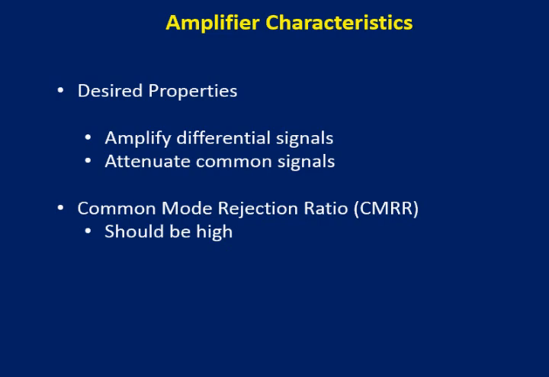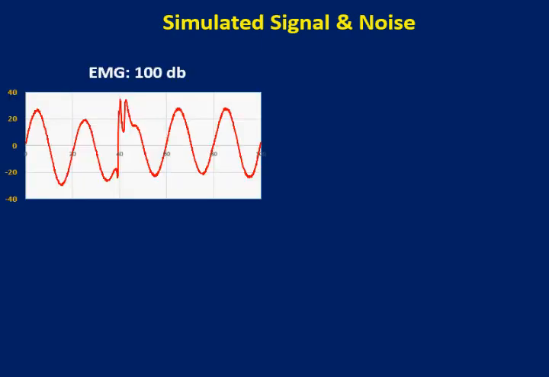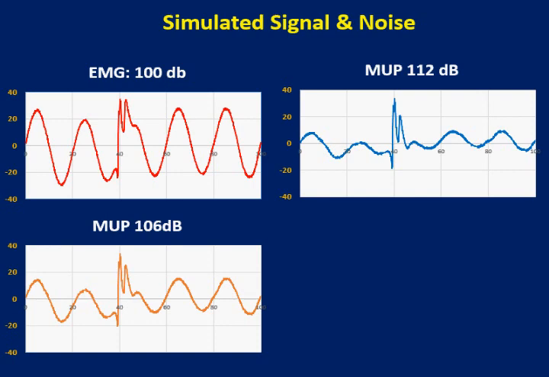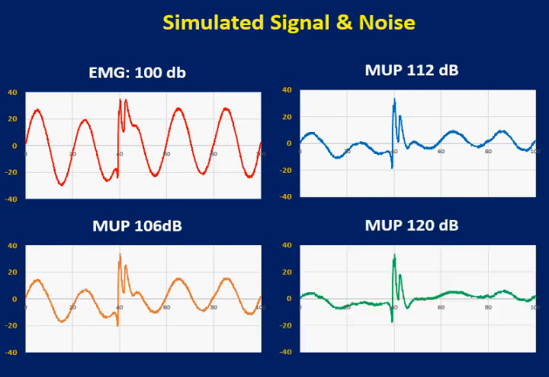This is illustrated using a simulation where we added high amplitude noise to a motor unit potential waveform. When the CMRR is 100 decibels, the motor unit potential cannot be seen clearly. Increasing the common mode rejection ratio reduced the noise. Increasing the CMRR by only 20 decibels made a significant difference, and we can see many details of the MUP waveform.